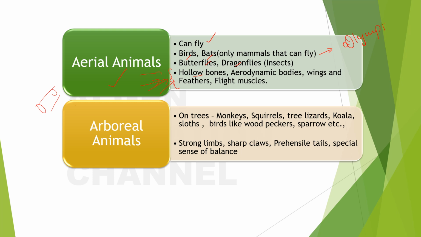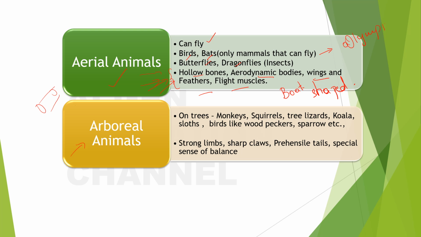And they will have aerodynamic bodies. It is the shape of the body that facilitates the animals to fly. It is also called boat shaped bodies. And they will have wings, feathers and flight muscles. You know about the wings and feathers, right? So the new things that you have learned here are hollow bones, aerodynamic or boat shaped bodies and flight muscles. Wings and feathers, we all know about it. So this is about the aerial animals.